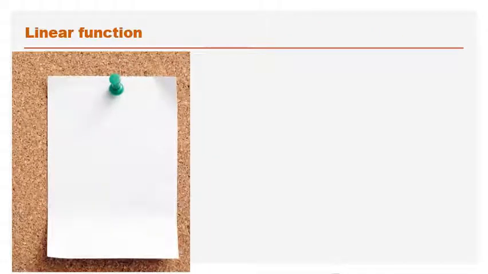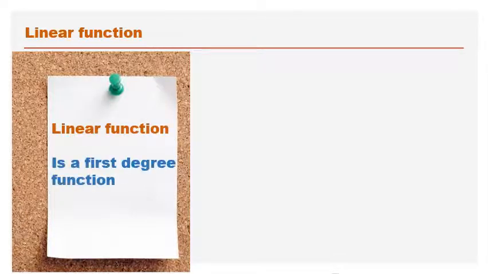Now, what do we mean by a linear equation? What is a linear equation or linear function? The linear function is the first degree function. What do we mean by a first degree function? First degree means your x and y have a power of 1. The power of the variables is 1.